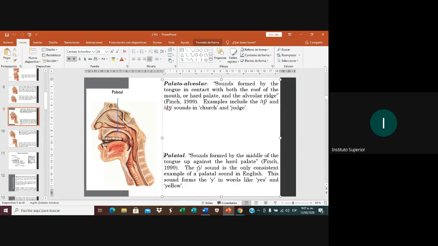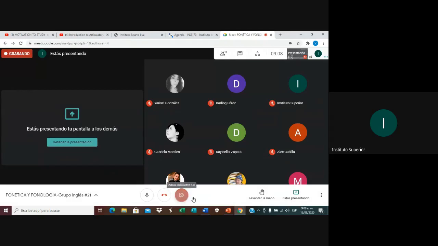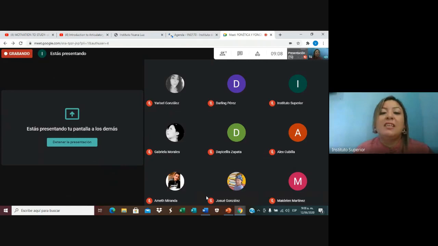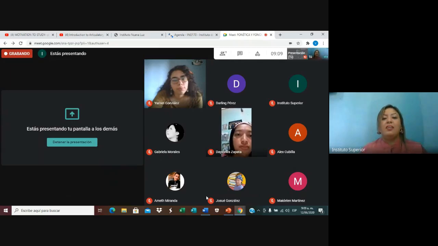Okay. You create palatal consonant sounds when you raise your tongue to the hard palate and you block or constrict the airflow. As Jaricel mentioned, American English has just one palatal sound. We can find this sound when we pronounce words like yes, yellow. Some people say jes, but the correct pronunciation is yes, because this is like a semi-vowel. In American English, this sound is called a semi-vowel. It's like a consonant and it's like a vowel.